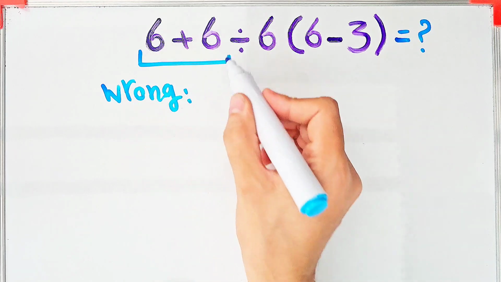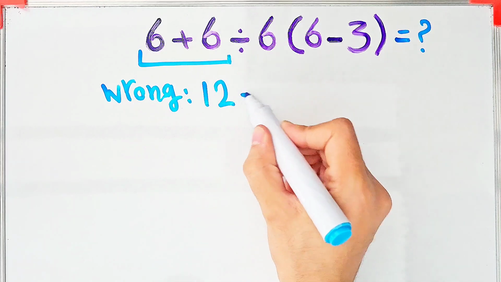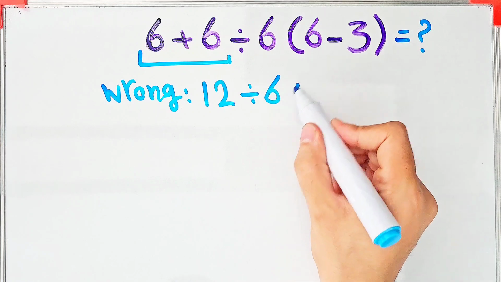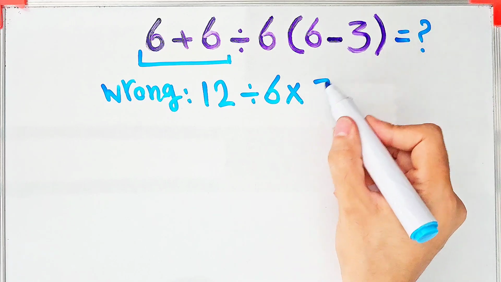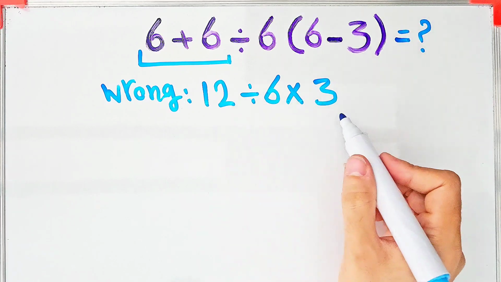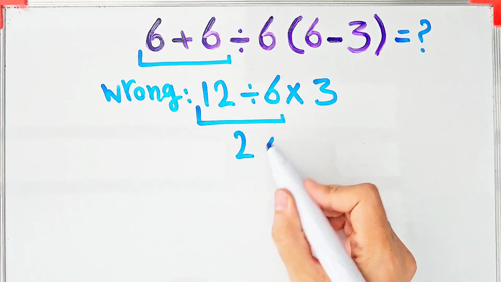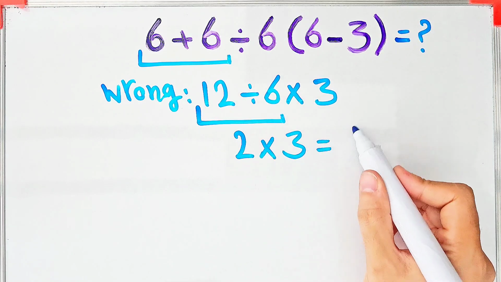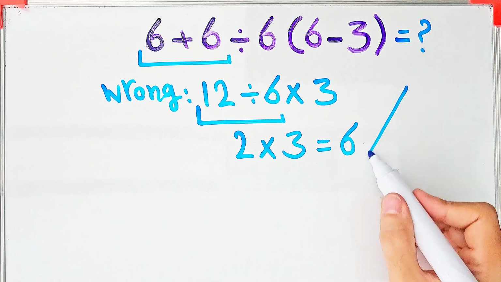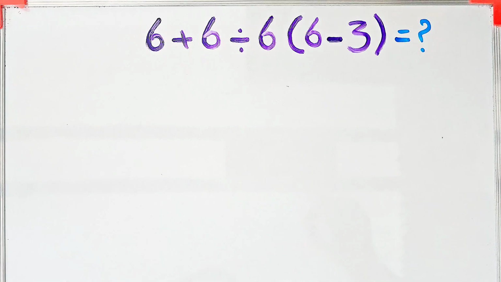of the mathematical operations. They say 6 plus 6 equals 12, then divided by 6, then times 3. In this step, they start from the left and simplify the question. 12 divided by 6 equals 2, and 2 times 3 equals 6. But this answer is definitely wrong. Let's solve it step by step together.